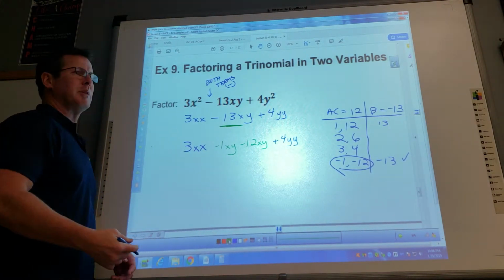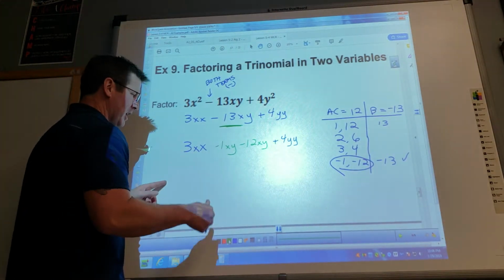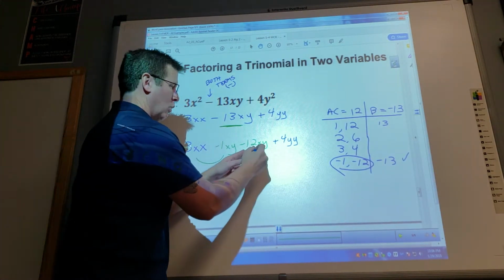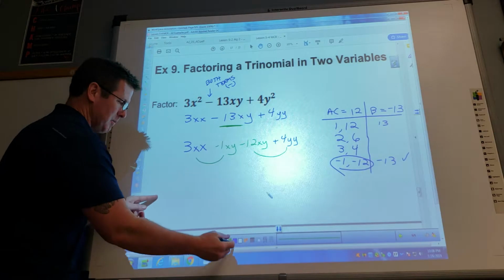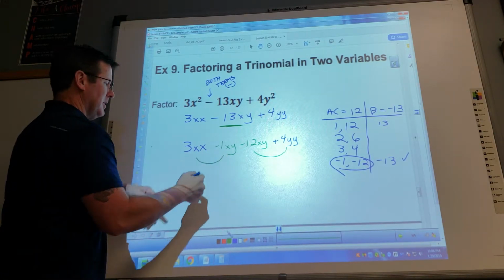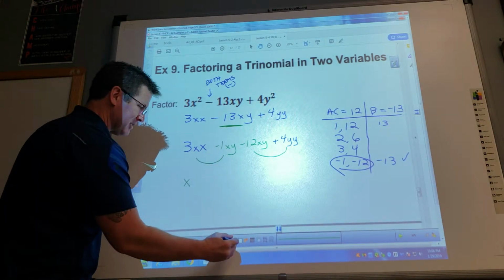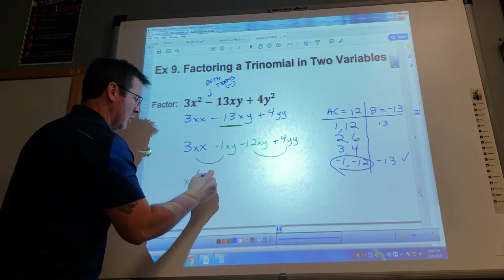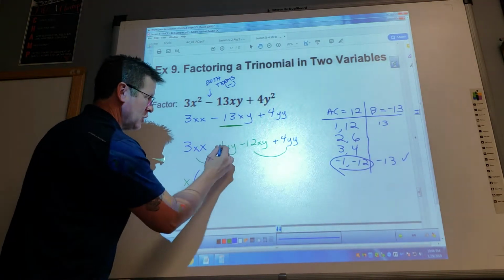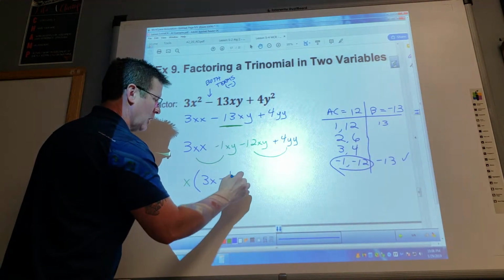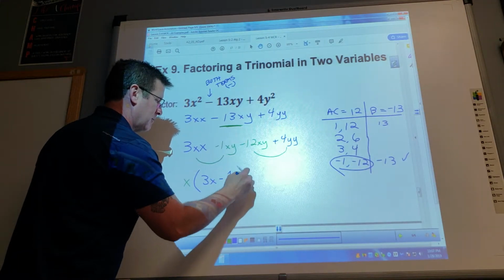What's my next step? Just like we've been doing, what can I factor out from the first 2? What can I factor out from the second 2? The only thing I see in common is a letter. So that's x. That comes outside. What's left over? You can write the 1.